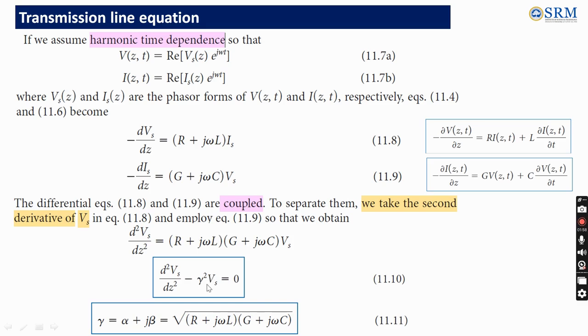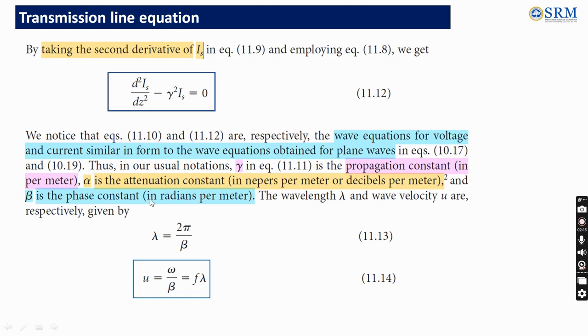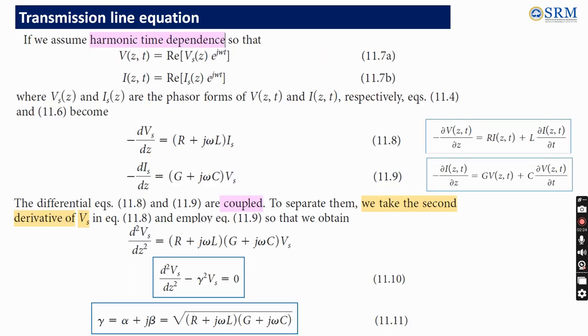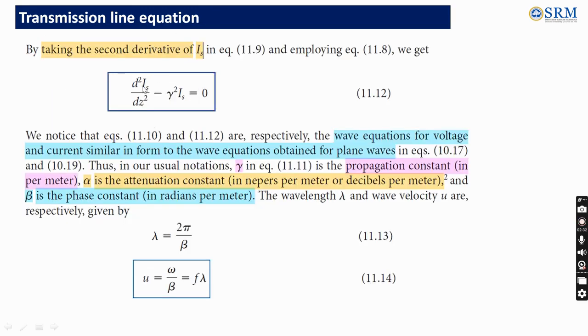This gamma is going to be alpha plus j beta, as we saw in the last unit, and that is going to be equal to what? The root of R plus j omega L into G plus j omega C. By taking the second order derivative and applying the same logic, this first order derivative for Vs, if we apply, we get a similar equation for current. So d square Is by dz square minus gamma square Is is equal to 0, right?